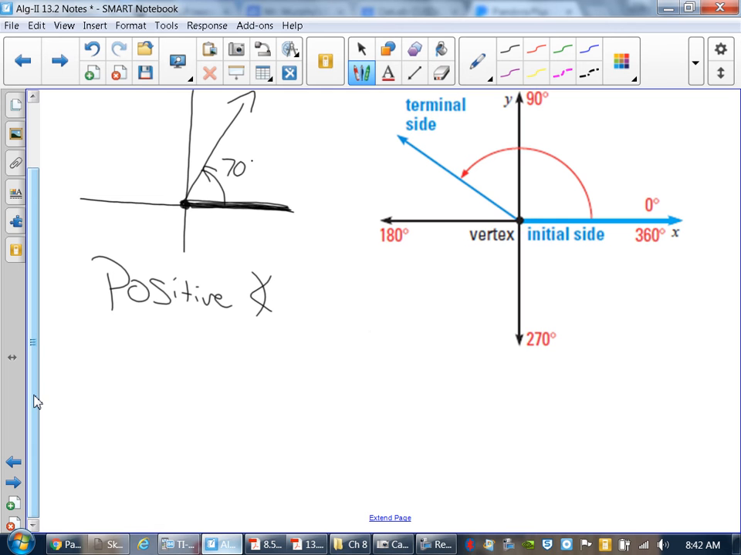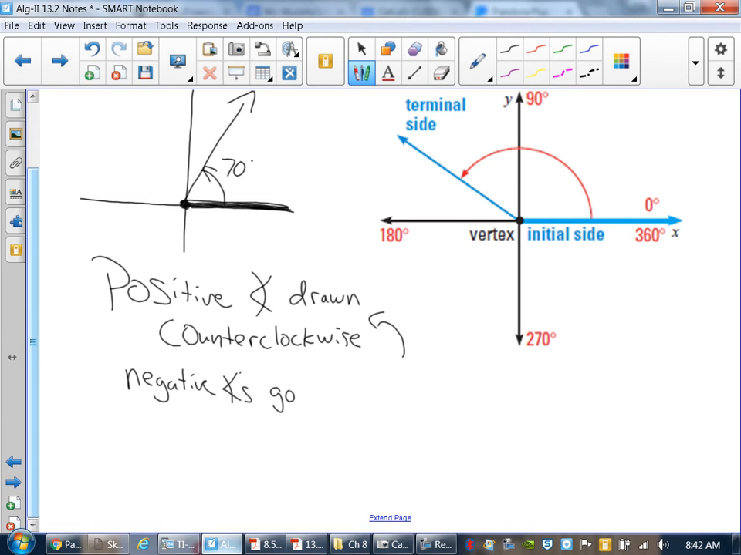Positive angles are drawn counterclockwise, that direction. Negative angles go clockwise. The positive and negative just mean direction. You're just moving in a different direction.